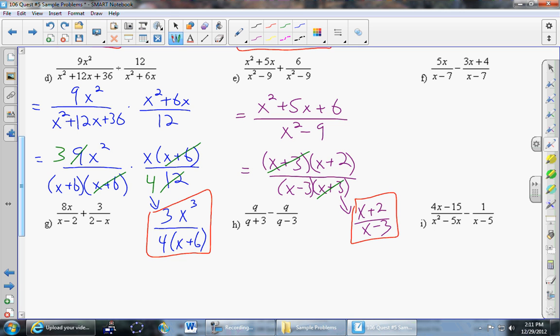Part F, 5x over x minus 7 minus 3x plus 4 over x minus 7. Again, we're quite happy because the denominators are the same. So this equals, we'll copy the denominator, x minus 7, and then upstairs, I'm just going to write it, 5x minus 3x plus 4.